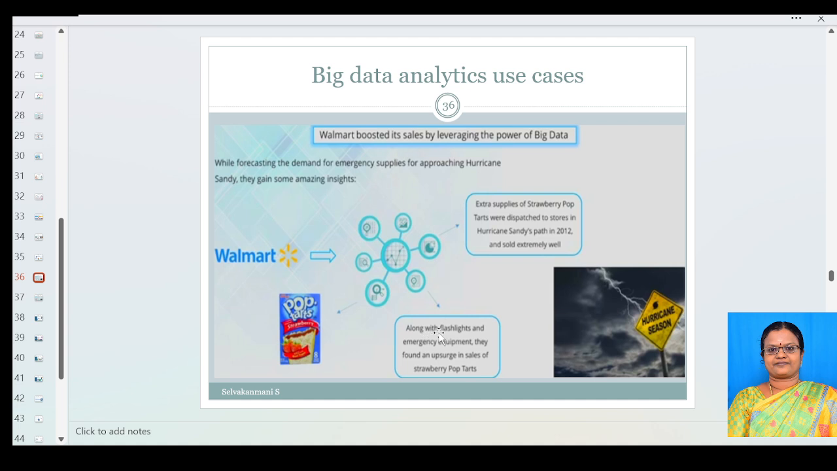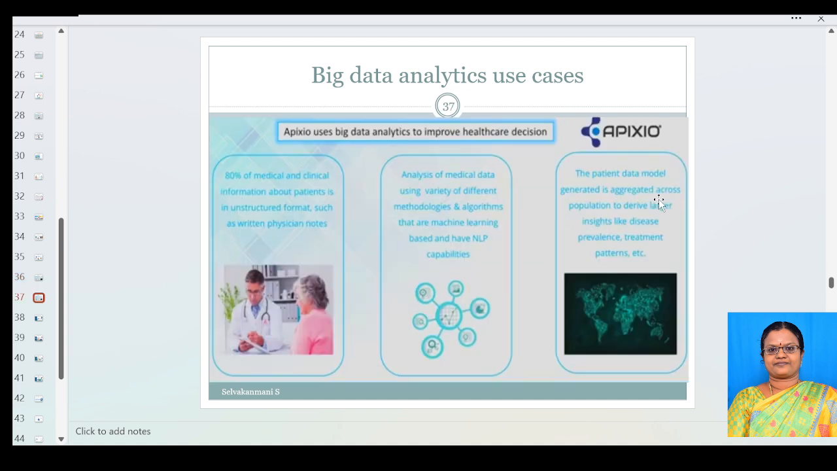So whoever ordered flashlights and emergency equipment also ordered Pop Tarts, that is, the candies. So Walmart understood that people affected by Hurricane Sandy were interested in purchasing this candy also. And the hospital called APIXIO.